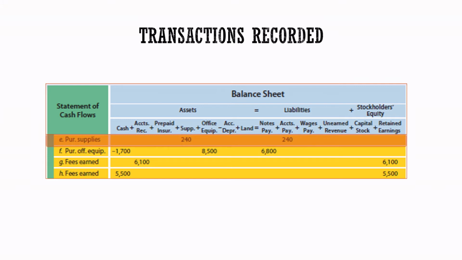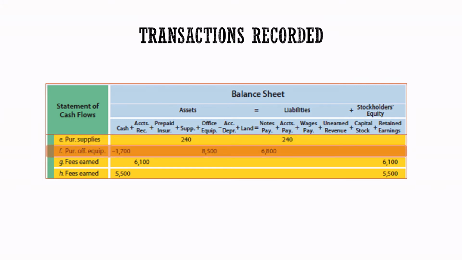The company purchased $8,500 of office equipment. It paid $1,700 cash as a down payment, with the remaining $6,800 due in 5 monthly installments of $1,360 beginning January of the following year.